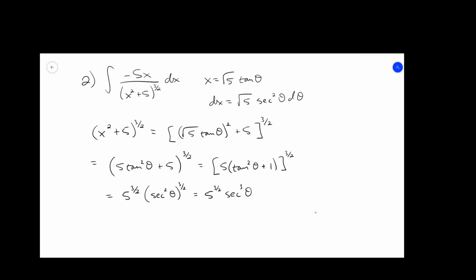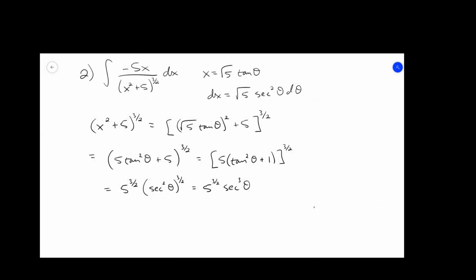Okay, so there we've started now. We've gotten to the point where we figured out what everything in this integral is going to change into. So let's go ahead and change it to its new integral. Minus 5, what's the x? We said x was root 5 tan theta. So this x right here became root 5 tan theta. Then we also have the dx, right? What was the dx? That's another root 5 secant squared theta.